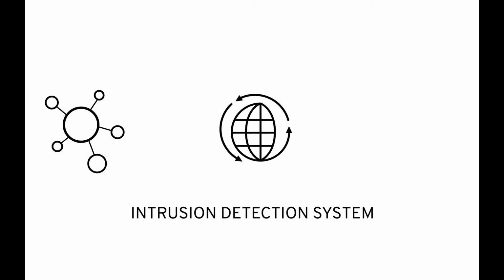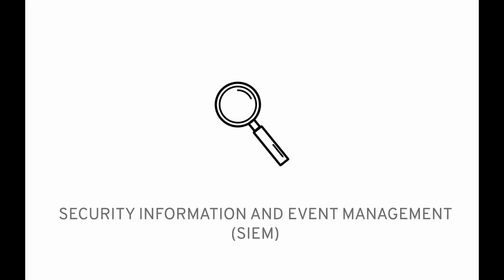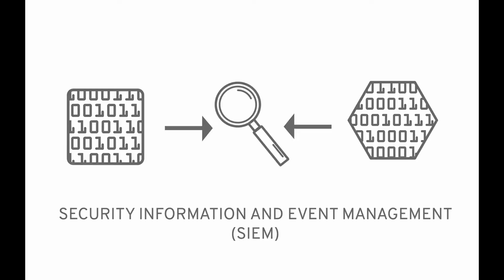And an intrusion detection system. Intrusion detection systems monitor network traffic for suspicious activity and issue alerts when such activities are discovered, as well as a security information and event management system, or SIEM. SIEMs support threat detection and security incident response through the real-time collection and historical analysis of security events from a wide variety of event and contextual data sources.